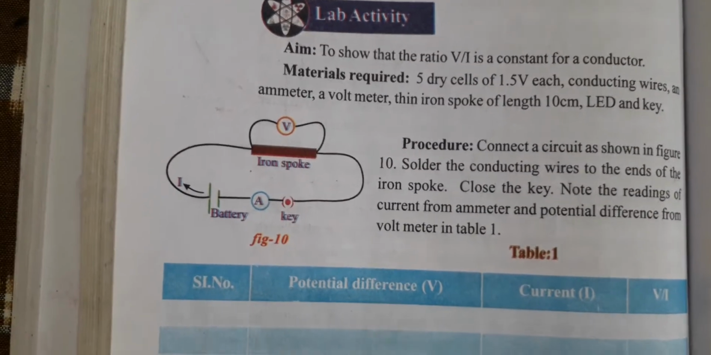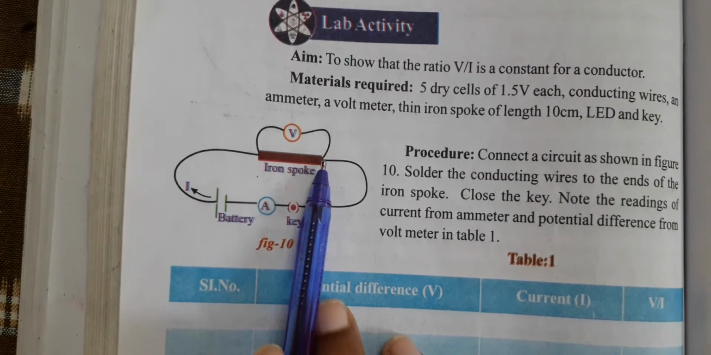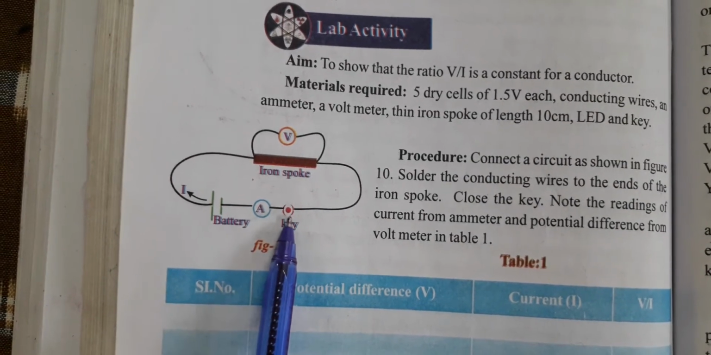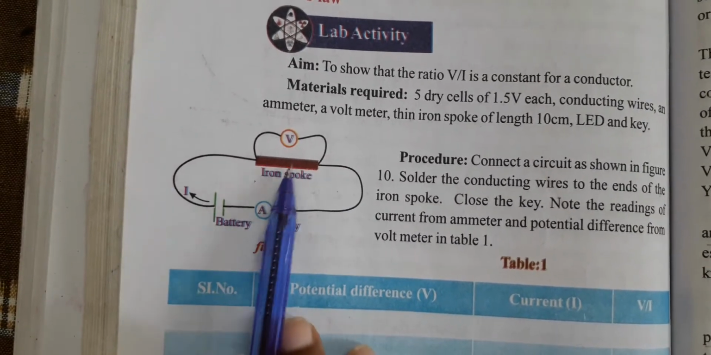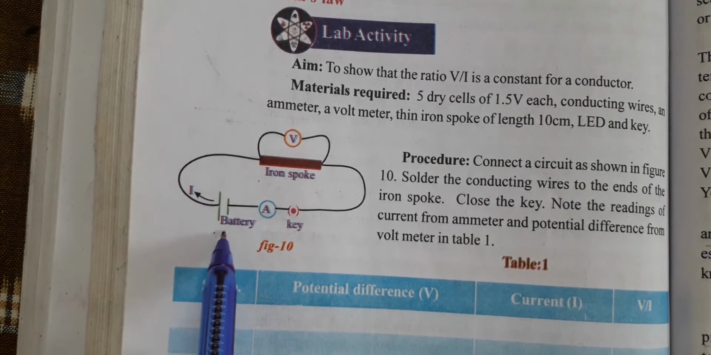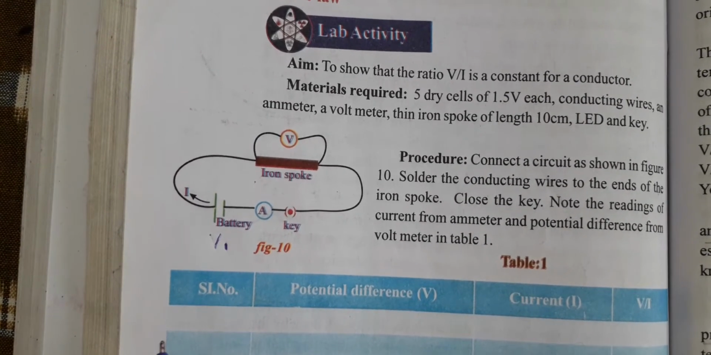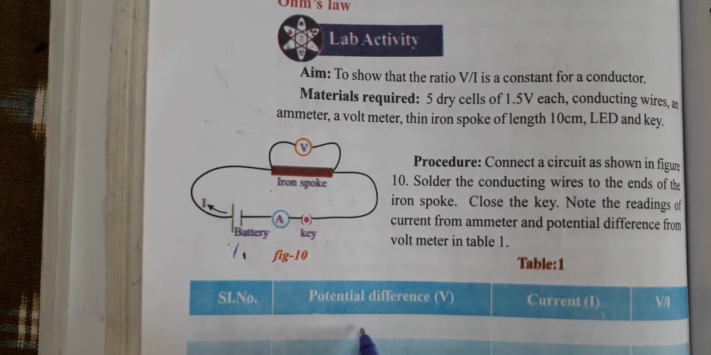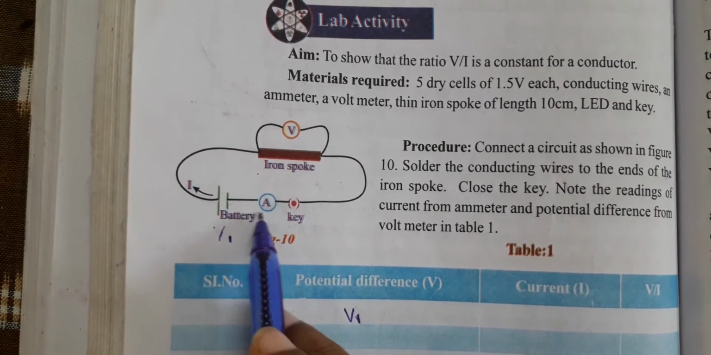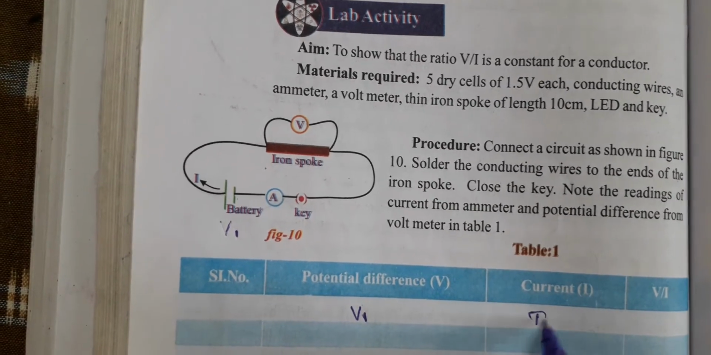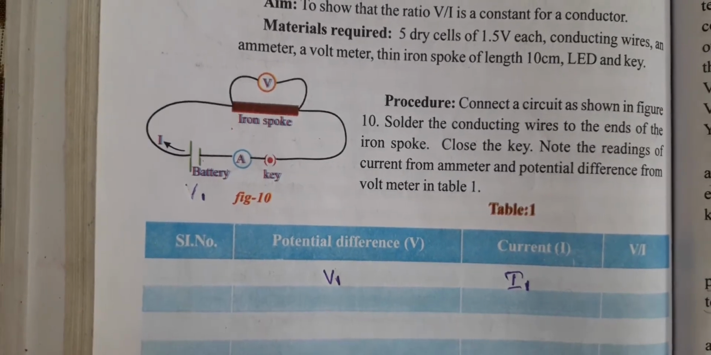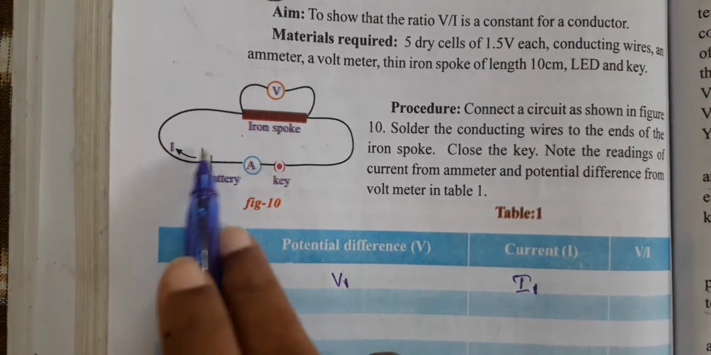In the circuit, suppose you have taken some iron spoke, and a battery, an ammeter and a key in series. Now across this you change the battery. First time you take a battery of voltage V1, suppose. So the potential difference you write as V1. Now find the ammeter reading, that will be I1. Then you find V1 by I1. The second time, you change the battery here.